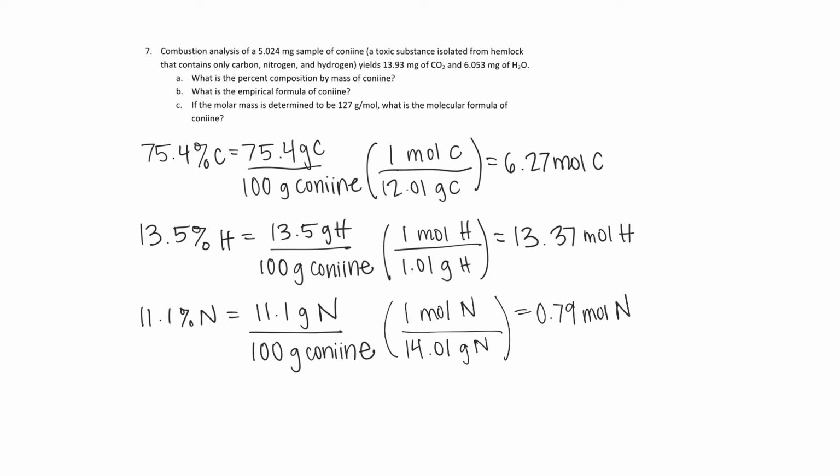Now that we have the moles of carbon, hydrogen, and nitrogen, we can find the ratio of each in terms of whole numbers by dividing all three elements by the moles of nitrogen because it has the least amount of moles. We can see that when we do this, we find the empirical formula to be C8H17N.